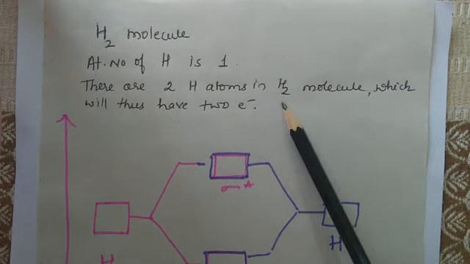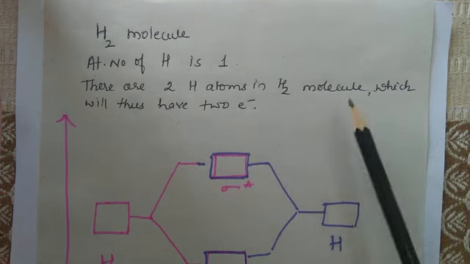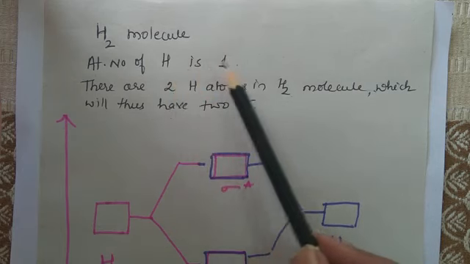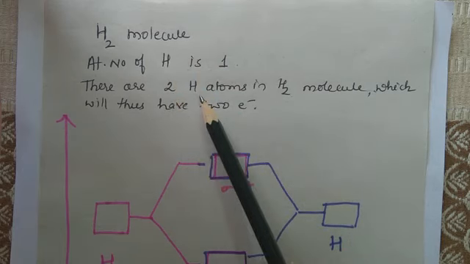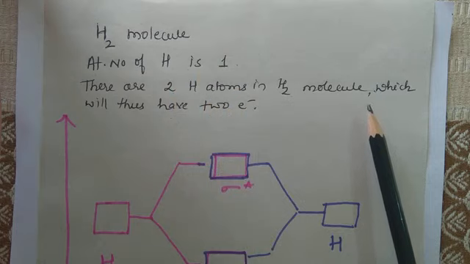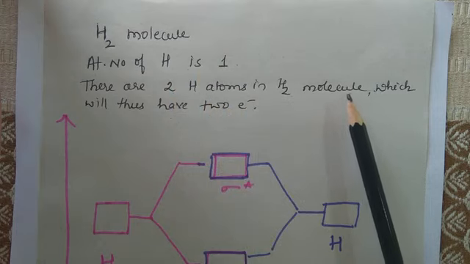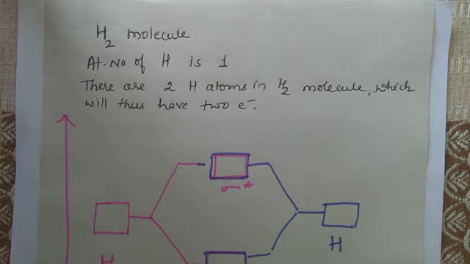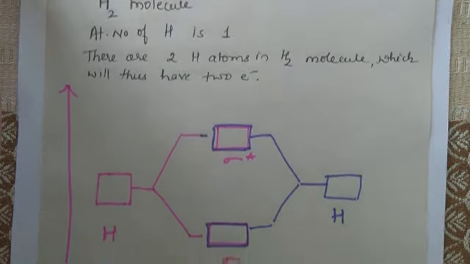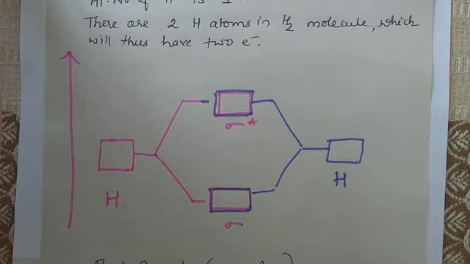So hydrogen molecule, how many electrons will it have? 2. Why? Because one hydrogen atom has 1 electron, so 2 hydrogen atoms should have 2 electrons. So we need to write the electronic configuration for the hydrogen molecule now. You are familiar with writing electronic configuration for atoms, right? So we will see.